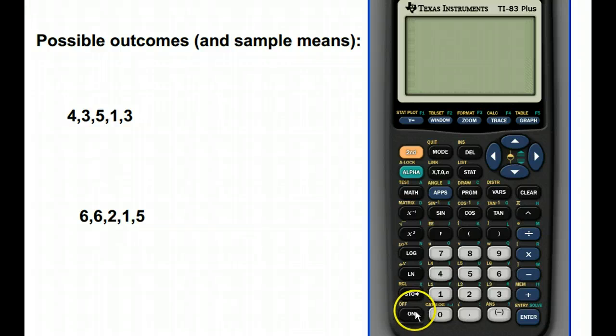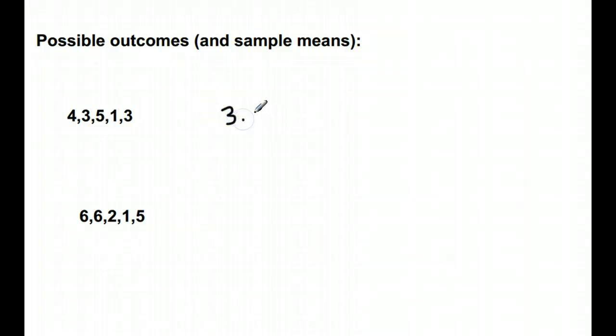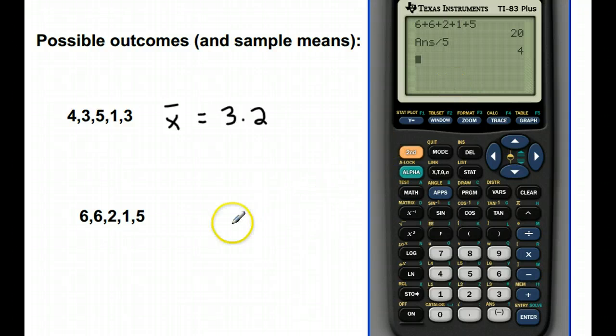If I got 4, 3, 5, 1, and 3 as my sample, that's one possible series of 5 rolls. I could compute that sample mean. 4 plus 3 plus 5 plus 1 plus 3, enter, divided by 5, and I get 3.2. That's obviously not equal to 3.5. It's close, but it's not exactly there. And then if I come up with another sample, add those up, divide by 5, I get a mean of 4.